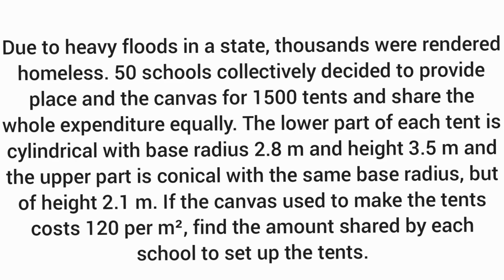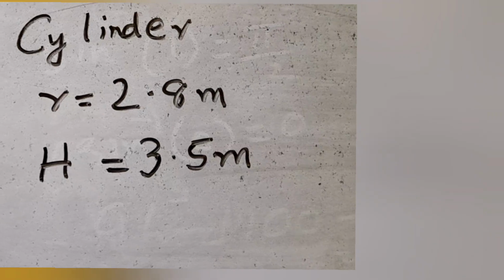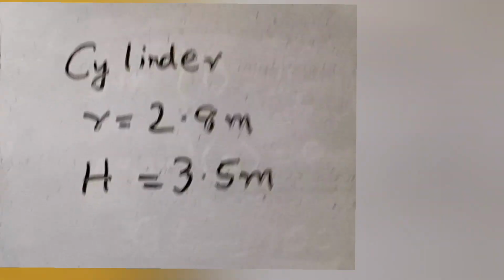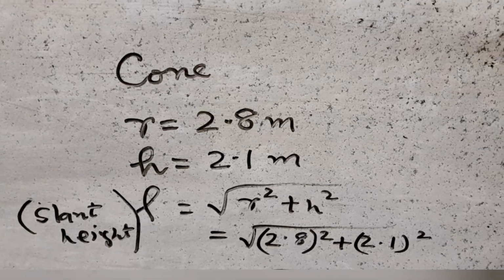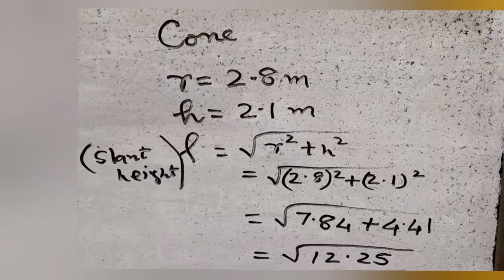The cylinder base radius is small r equal to 2.8 meters and height is capital H equal to 3.5 meters. For the cone, radius is small r equal to 2.8 meters, height is small h equal to 2.1 meters.